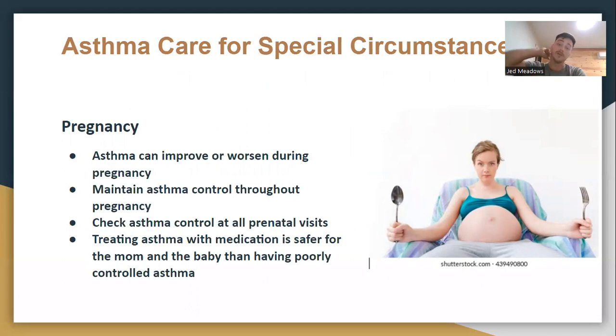Now, the other special circumstance we're talking about is pregnancy. Asthma can improve or worsen during pregnancy. You don't really know either. So to maintain asthma control throughout pregnancy, you want to make sure to check asthma control at all prenatal visits. And treating asthma with medication is safer for the mom and the baby than having poorly controlled asthma. So it's very important for pregnant women.